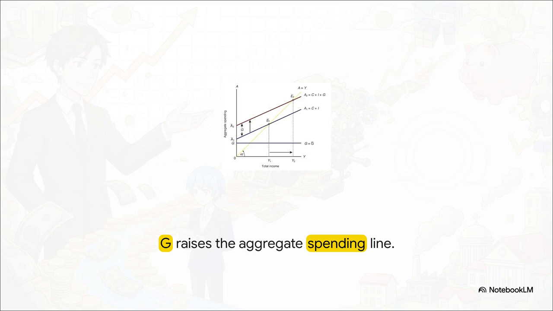And because it's autonomous, injecting government spending lifts the entire aggregate spending line straight up. That vertical jump establishes a higher equilibrium level of income while leaving the multiplier itself completely unchanged. We haven't altered the mechanics of the engine, we've simply pumped in more baseline fuel.